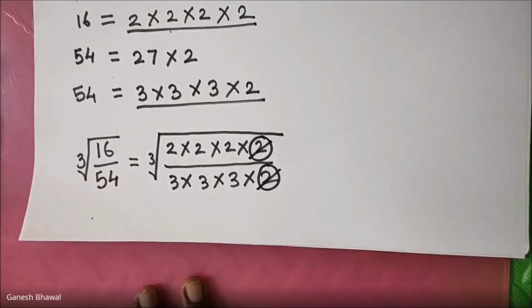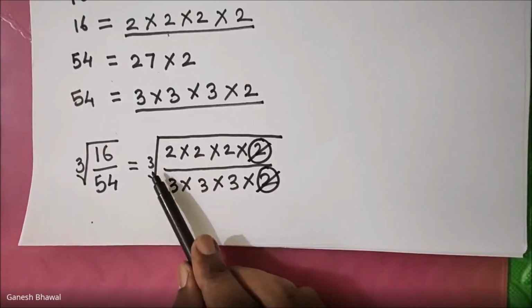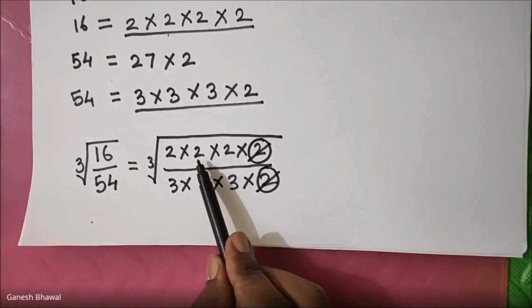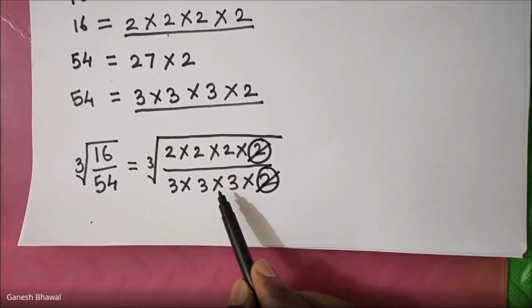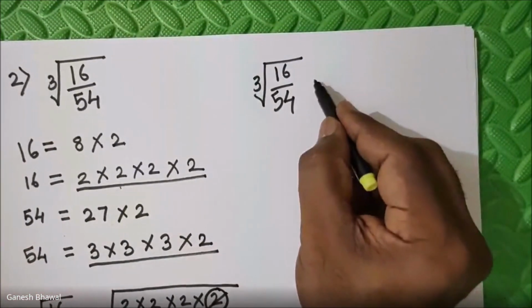Now it's easy to take one digit out of this cube root, from this upper group and from this lower group. Put equal sign.